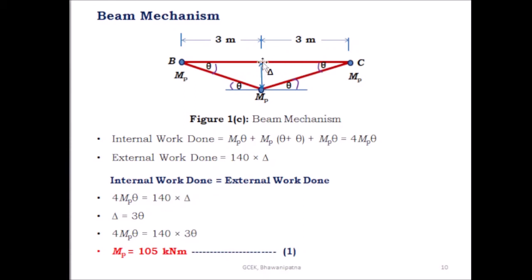So you know here this length is 3 meter and this is the angle theta. The virtual displacement delta is equal to 3 into theta. Then you put the value of delta here. Then 4 MP theta is equal to 140 into 3 theta. After canceling theta, you get the plastic moment equal to 105 kilonewton meter from the beam mechanism. And take this as 1.